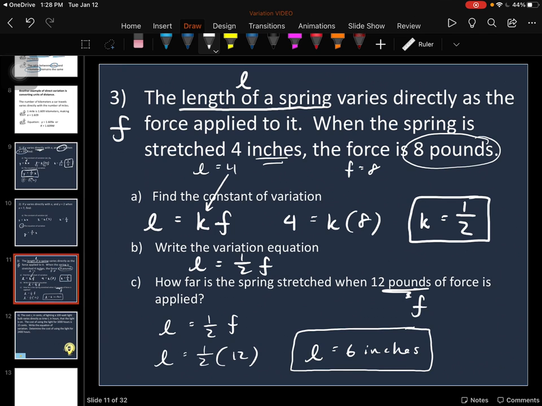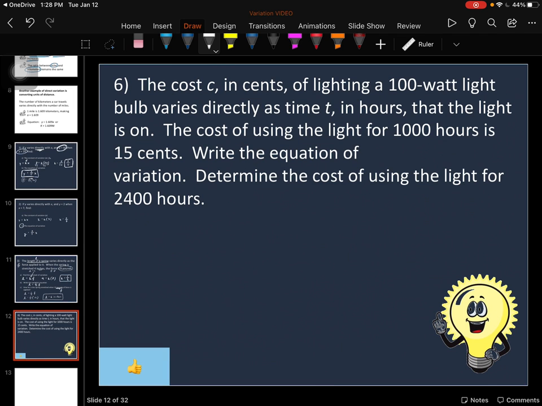Here is another one for you guys to try similar to this. This is our last example for direct variation. It says the cost C in cents of lighting a 100-watt light bulb varies directly as time in hours that the light is on. So that means that as the light bulb's on longer, then the cost of what you're paying to keep it lit up is going to be higher. The cost of using a light for 100 hours is 15 cents. Determine the equation for variation, and then determine the cost for lighting it for 2400 hours.